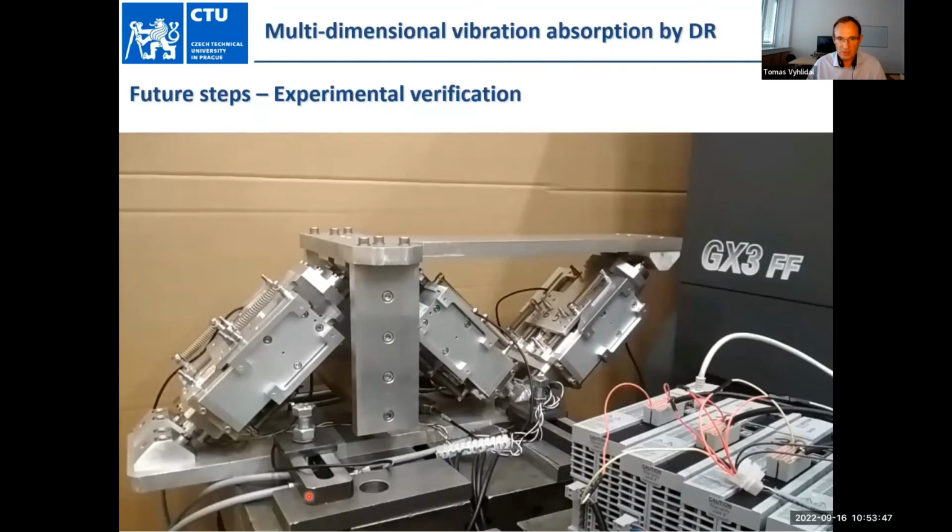So what remains to be done is experimental validation. This is the first setup we have built, together with my colleagues Zbigniew Šika and his group at the Department of Mechanical Engineering. So we have built this setup, but there is still some work to do.